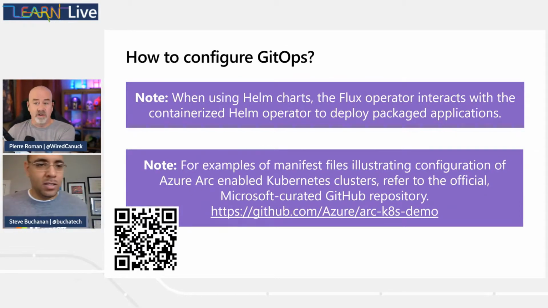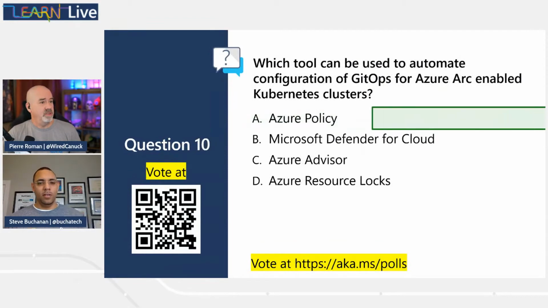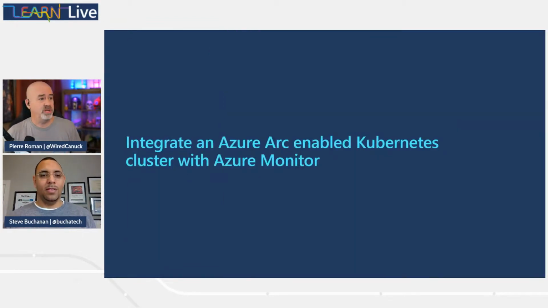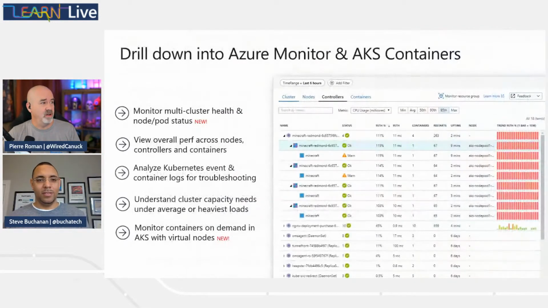We're at the end of this particular unit, so it's very quick to say that by using Helm charts and the Flux operator, you can basically use any Git repo in order to automate the deployment of your workloads into Arc enabled Kubernetes. I'm going to skip the knowledge check. I encourage you to do it at home, and I'm going to go right into the next one because we're going to get cut off here on Learn TV pretty soon.